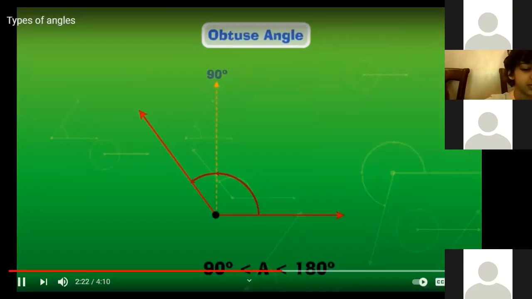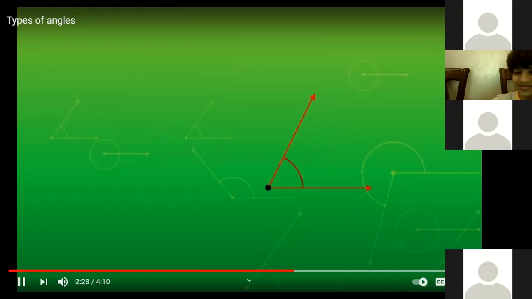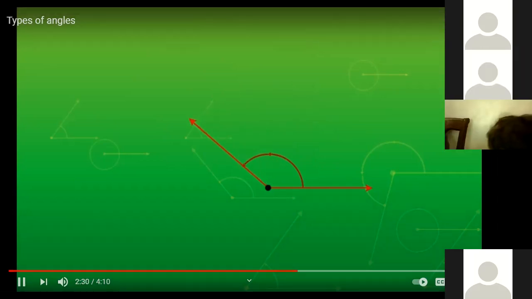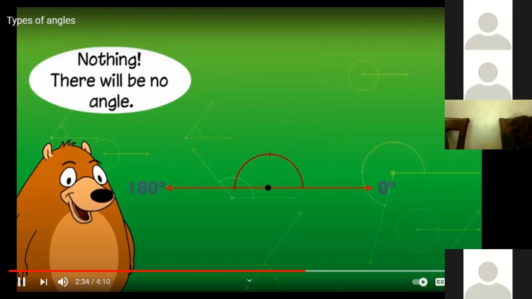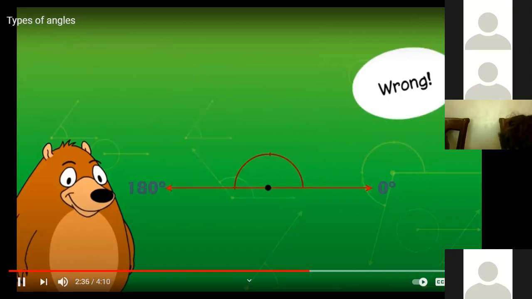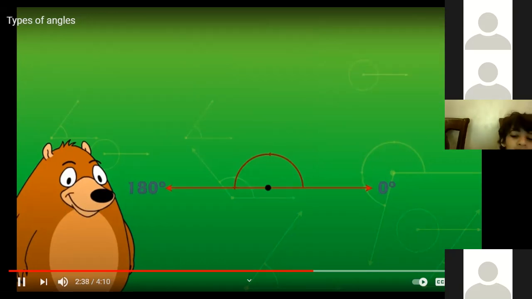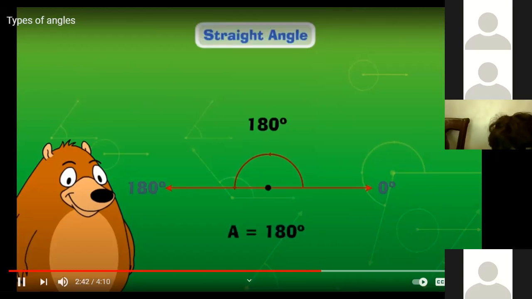They measure between 90 degree and 180 degree. What will happen if both the arms of the angle are in opposite directions? There will be no angle. Wrong. This type of angle that measures 180 degree is called a straight angle.